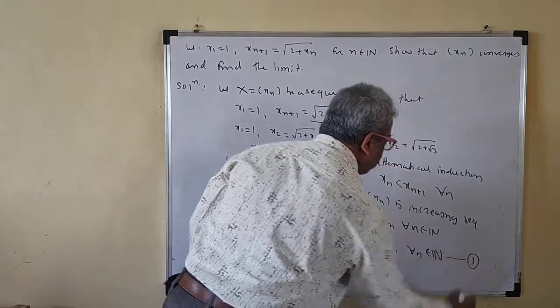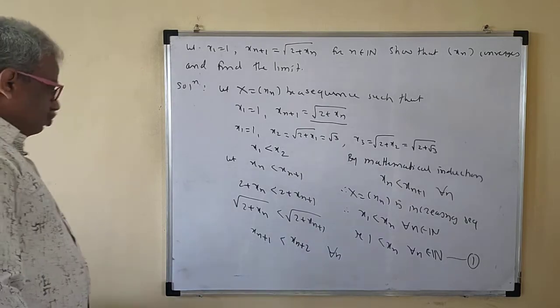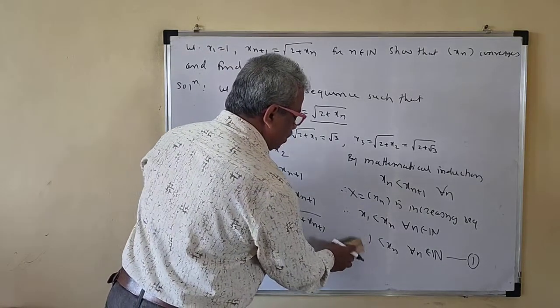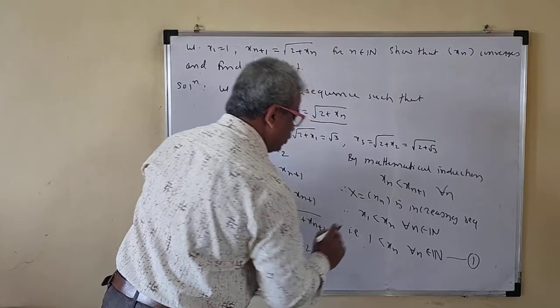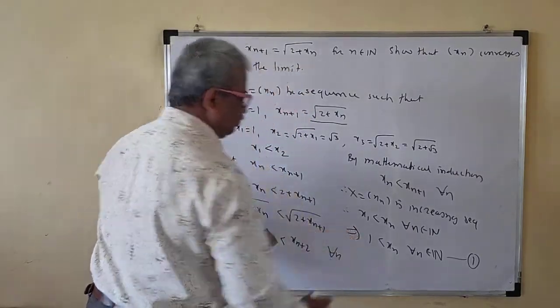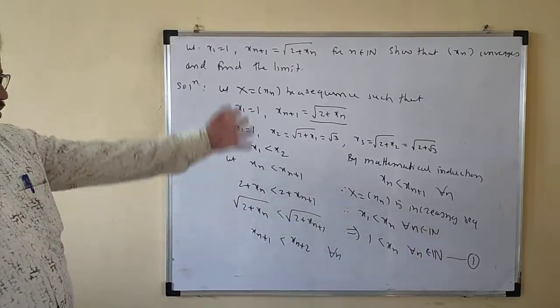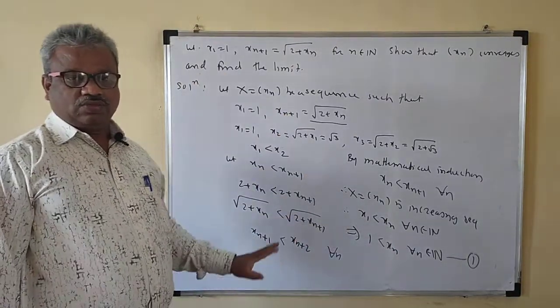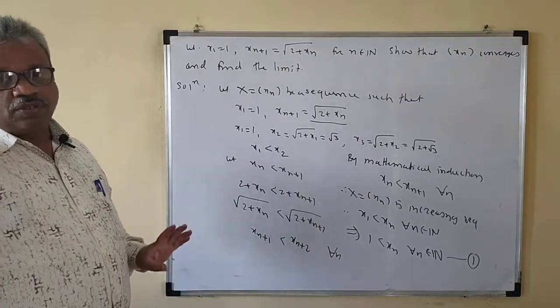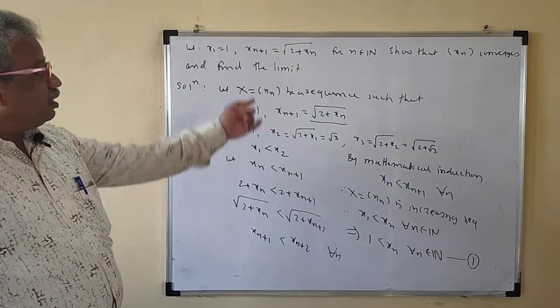I will call this as 1 now. So what have I proved? It is bounded below. Okay. This implies that 1 is less than or equal to xn, that means all your terms are greater than 1. So that means 1 is the lower bound. We have to prove that the sequence is convergent.